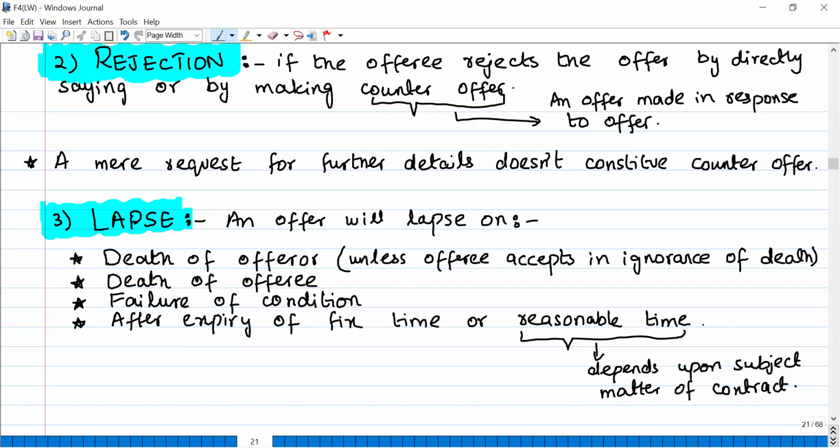Counter offer is an offer made in response to an offer. For example, I offered you that I want to sell my phone to you for £1,000. You say that you want my phone for 900 pounds. You have made a counter offer. So once you have made a counter offer, the original offer of £1,000 is cancelled. If, let's say, I refuse to sell my phone for 900 pounds, and you say okay, give me for £1,000, now I am not bound to give you the phone for £1,000. Why? Because by making a counter offer, you have rejected the original offer. The counter offer is a way to reject an original offer.